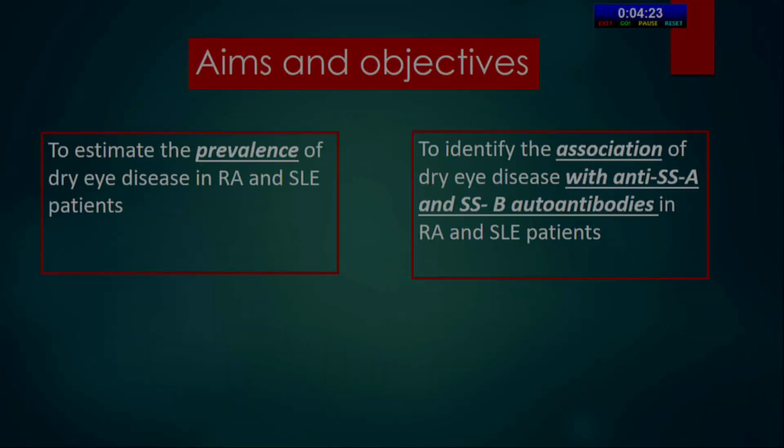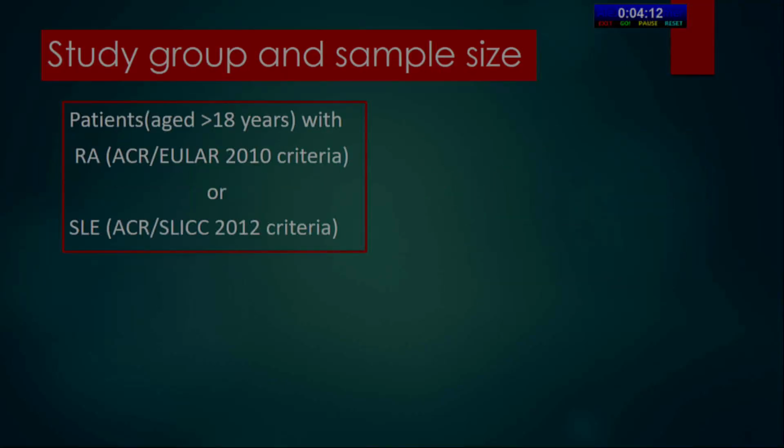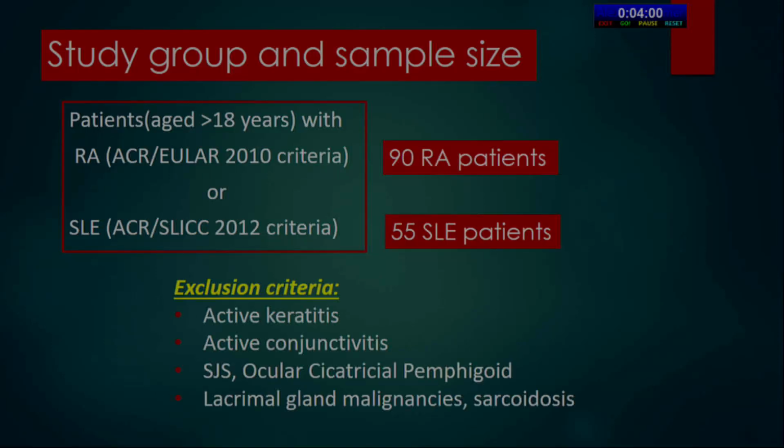The aim of our study was to estimate the prevalence of dry eye disease in rheumatoid arthritis and SLE patients and to identify the association of dry eye disease with anti-SSA SSB autoantibodies. The study group included patients above 18 years of age with rheumatoid arthritis according to ACR-EULAR 2010 criteria or SLE according to ACR-SLICC 2012 criteria, and we recruited 90 RA patients and 55 SLE patients. The exclusion criteria were active keratitis and conjunctivitis, cicatrizing ocular surface conditions, lacrimal gland malignancies and sarcoidosis.